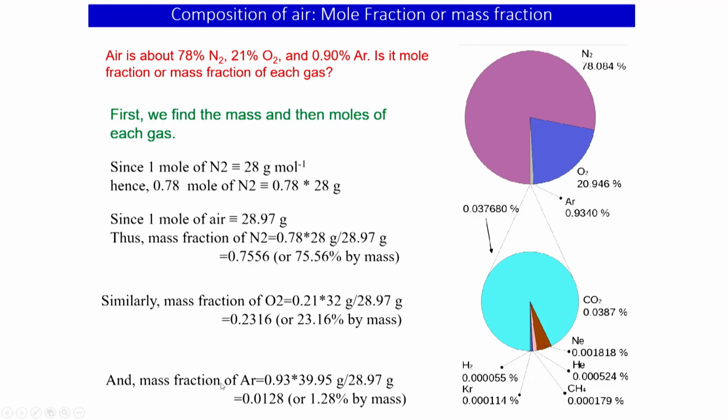Okay. And then mass fraction of argon you can calculate, 39.95 is the atomic weight of argon. So, you can calculate, and then divide by 28.97. So, there will be actually 1.28.